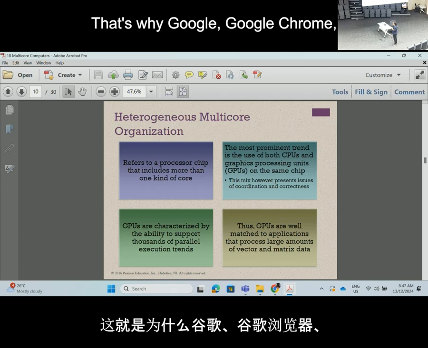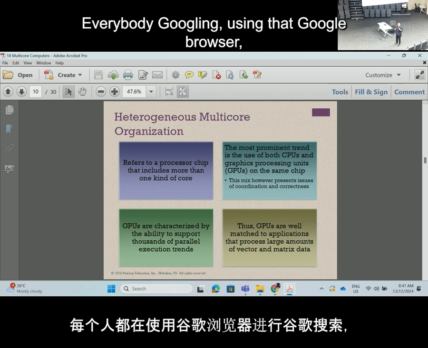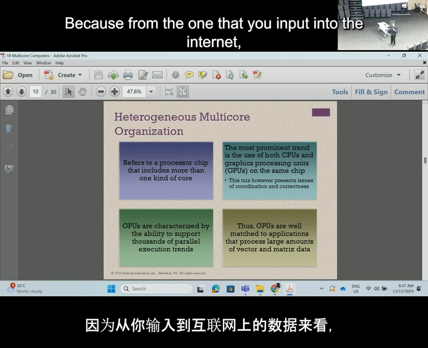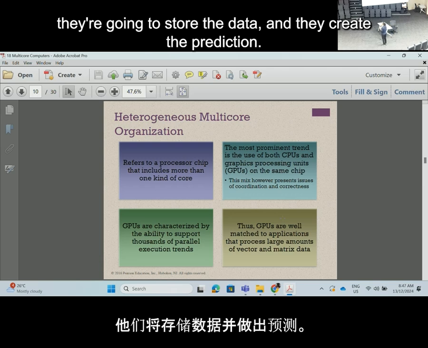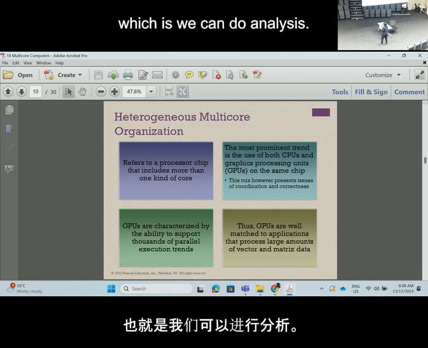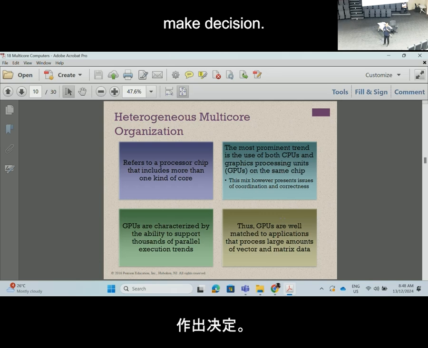That's why Google Chrome is the best browser. Everybody Googling, using the Google browser, not even using Safari, Firefox, and so on. Because from what you input into the internet, they store the data and create the prediction. From that prediction, they take advantage, so we can do analysis and help students or users, others in businesses make decisions. Okay?